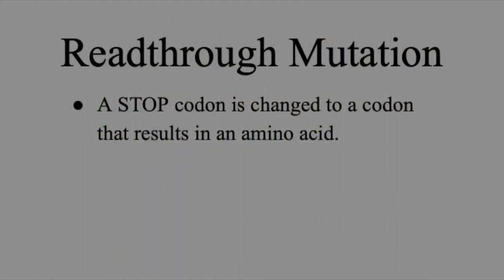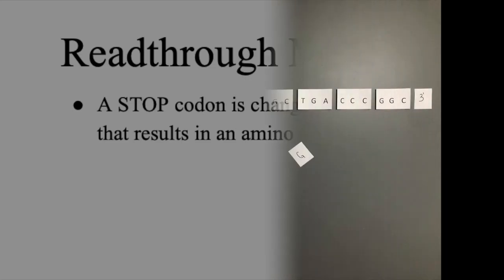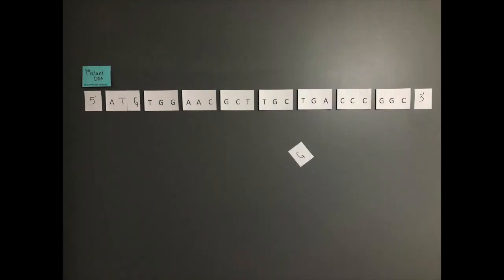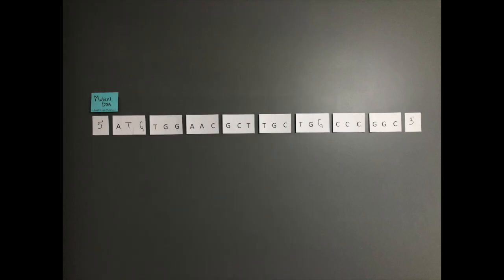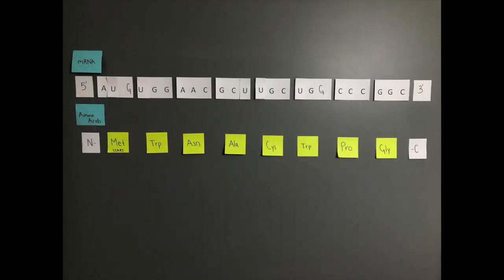A read-through mutation occurs when a stop codon is changed to a codon that results in an amino acid. This leads to a longer protein because translation will no longer be stopped at that specific point. A longer protein can mean a different function. We know TGA in our DNA results in UGA in our mRNA, and UGA is a stop codon. However, a transition occurred substituting adenine for guanine, so our codon now reads UGG and codes for the amino acid tryptophan, so our protein will now include tryptophan as well as proline and glycine.